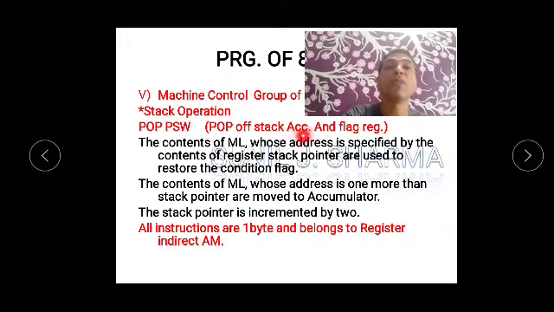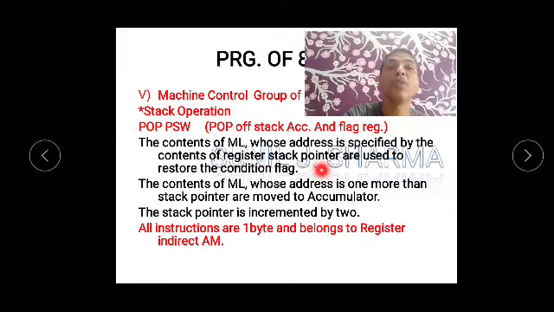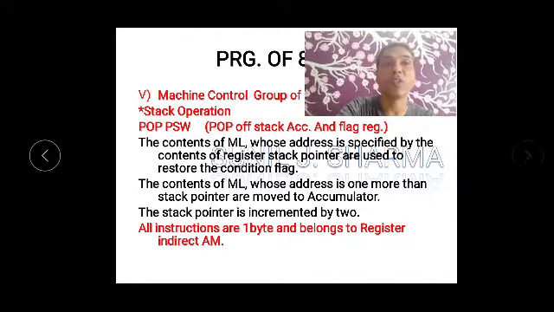Okay, pop of stack, accumulator and flag register. The contents of the memory location whose address is specified by the register stack pointer are used to restore the condition of flags. The contents of the memory location whose address is 1 more than the stack pointer are moved to the accumulator. Stack pointer is incremented by 2. All the instructions are 1 byte and they belong to register indirect addressing mode.